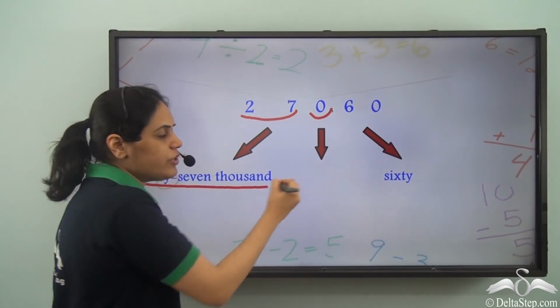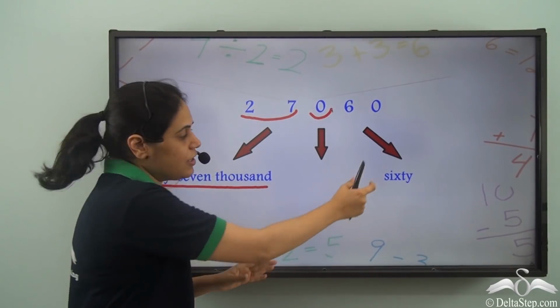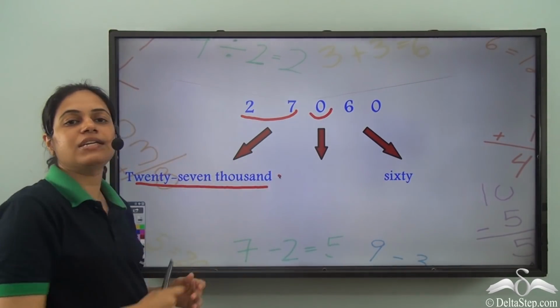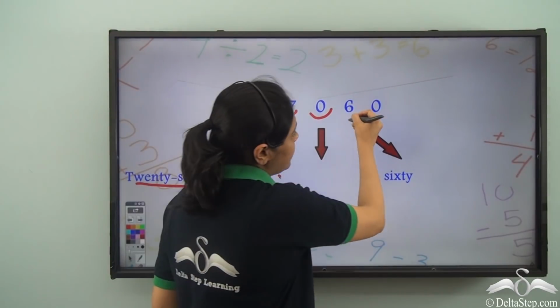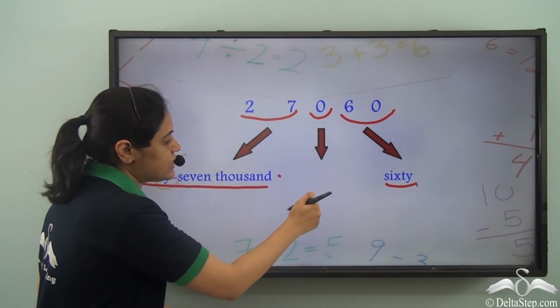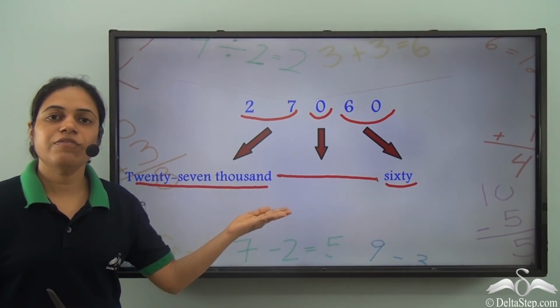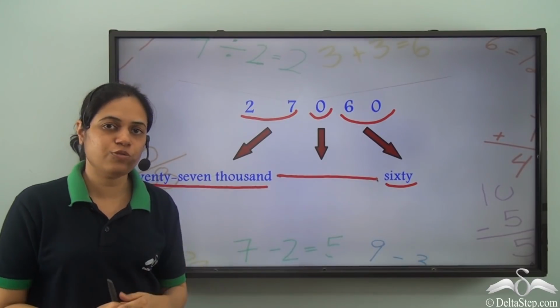Now 0, we don't write 0,100. So this space will not be blank. You will write 60 immediately after this. And the third part will be 60. So 60 will come just after 1000. We don't keep a blank for zeros.